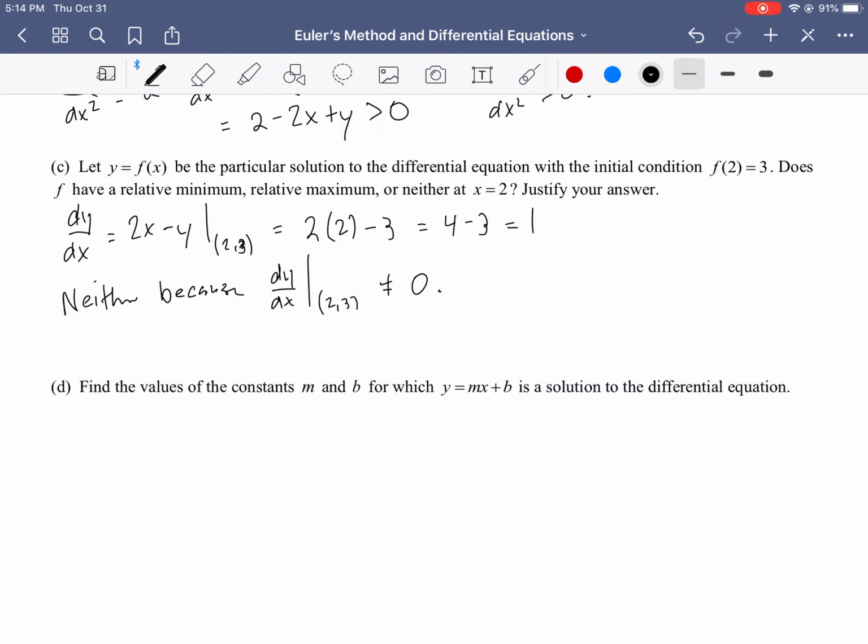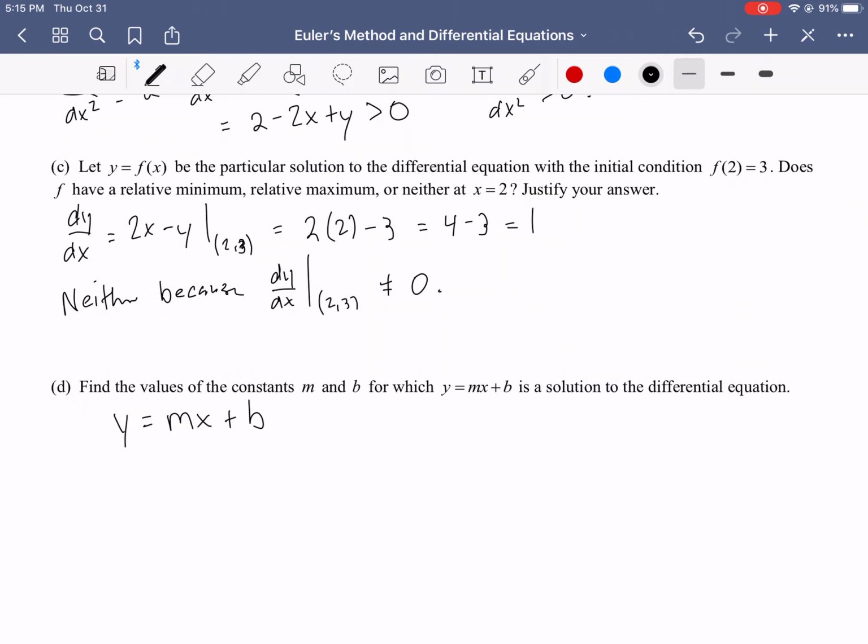Okay, part D is a little goofy. I'm going to show you the easy way to do this. It sounds really difficult. It turns out that it's not real hard. Okay, so find the values of the constants m and b for which y equals mx plus b is a solution to the differential equation. So if it is a solution to the differential equation, it can be plugged into dy dx equals 2x minus y and work. And it can also be plugged into the second derivative and work.